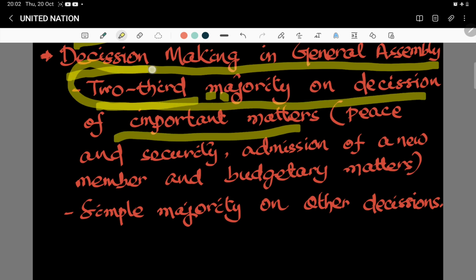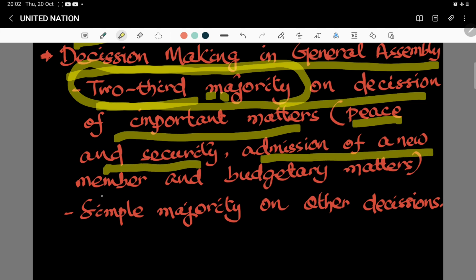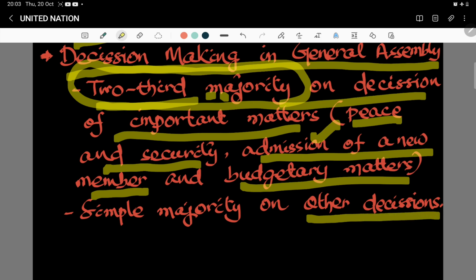Okay, so it requires a 2/3 majority on decisions in important matters. What are those matters? Peace and security matters, admission of a new member state, and budgetary matters. In these three matters, it requires a 2/3 majority. But on decisions other than these three, other matters, it requires only a simple majority.